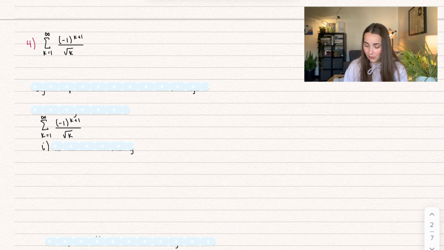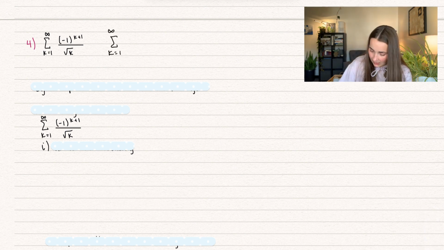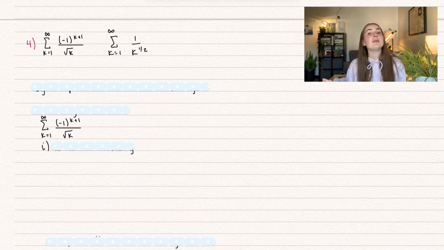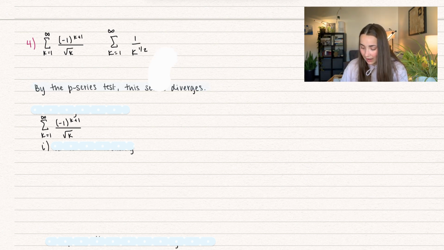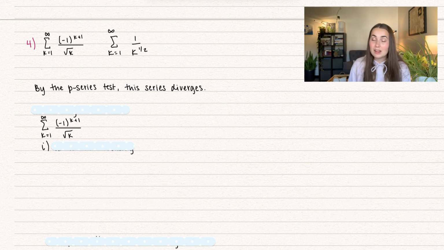Here we have one more: the sum from k equals 1 to infinity of (-1) to the k plus 1 over the square root of k. Taking the absolute value, that's just 1 over the square root of k. I'm going to write that as 1 over k to the 1/2, because then I can see this is a p-series with p equal to 1/2, which is less than 1, so this is going to diverge. Since that diverges, now we need to check our original series, and I'm going to do that using the alternating series test.